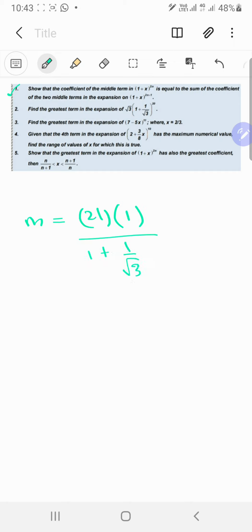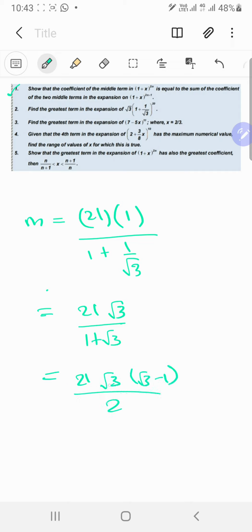Yeah, that's correct. So fine, right? So this is going to be equal to 21√3 / (1 + √3). So let's just rationalize this denominator. Yeah, that will work. So it's going to be 21√3 (√3 - 1) / 2, so this is going to be 21(3 - √3)/2.